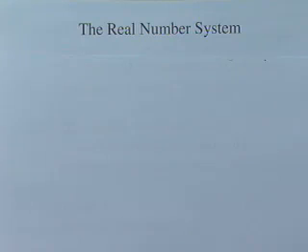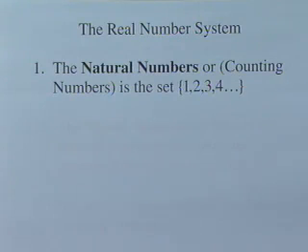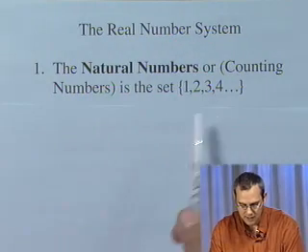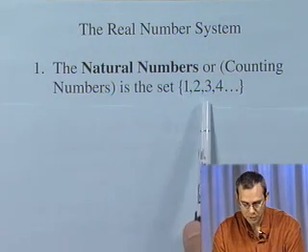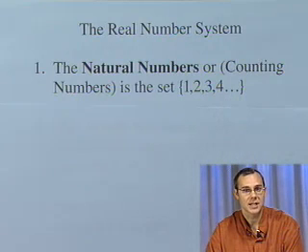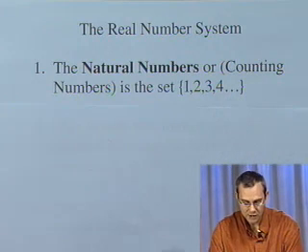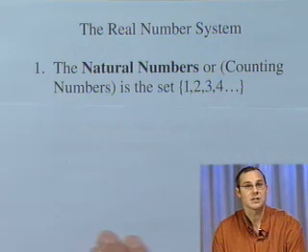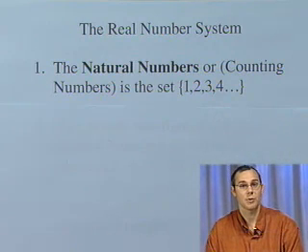Let's go ahead and define the real number system. The first place I'd like to start is with the natural numbers. The natural numbers are oftentimes called the counting numbers. The definition of the natural numbers is the set 1, 2, 3, 4, 5, 6, etc. So these are our counting numbers, or the natural numbers. They're just the positive integers starting with 1.